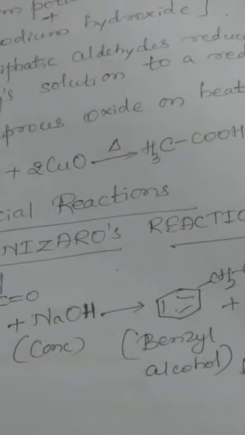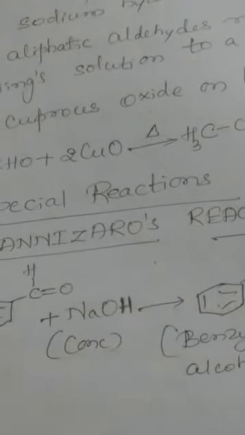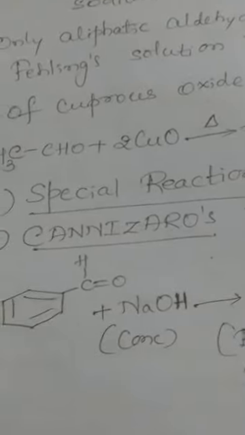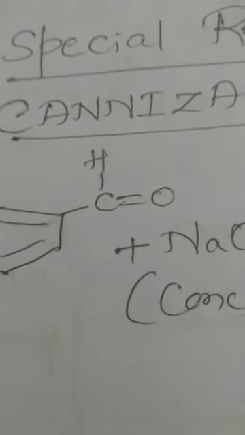In the case of Cannizzaro's reaction, the aldehydes have no hydrogen at the alpha carbon atom with respect to the CHO group. Now you should know what the alpha carbon atom in an aldehyde is. This is the CHO, that is the functional group carbon. With respect to CHO, the immediate first adjacent carbon atom is called the alpha carbon atom. Now this is the alpha carbon atom.